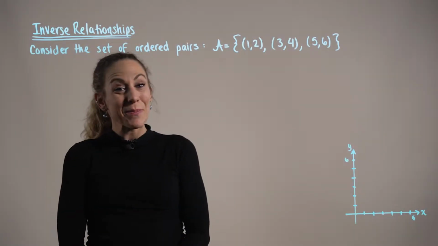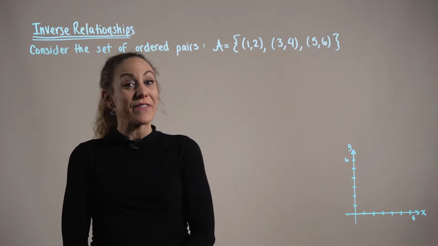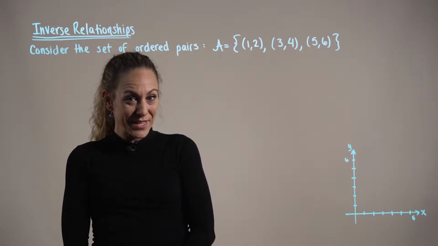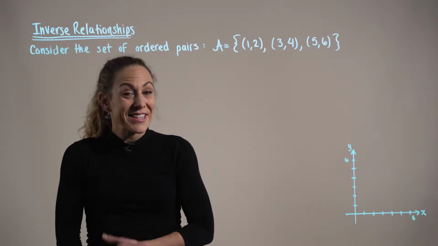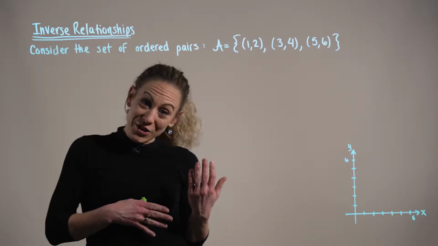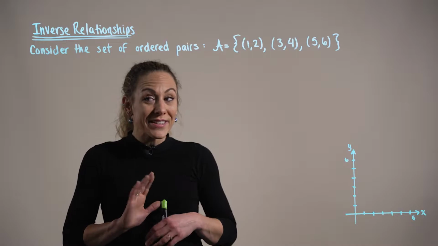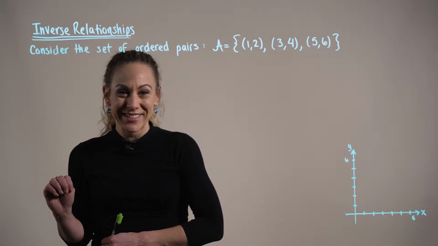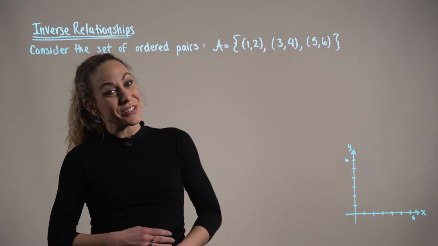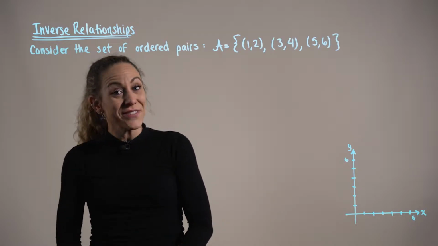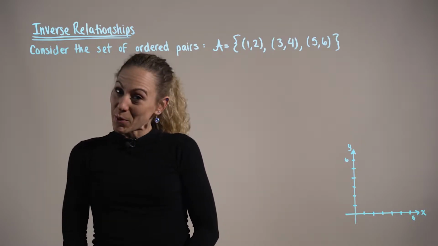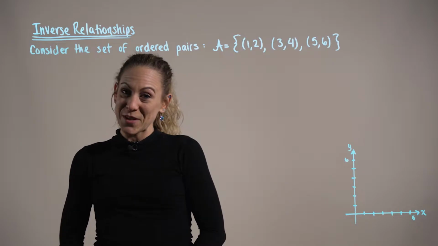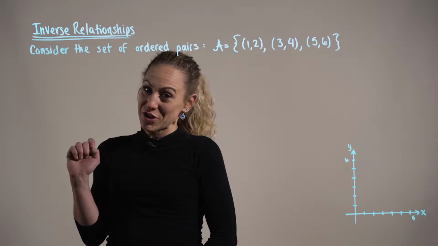So here we begin our exploration of inverse functions. Now, put very simply, the inverse of a function is a function that undoes the effects of another function. Now, before we can get into looking at the definition of the inverse of a function, we need to explore some of their features first, which brings us to inverse relationships.